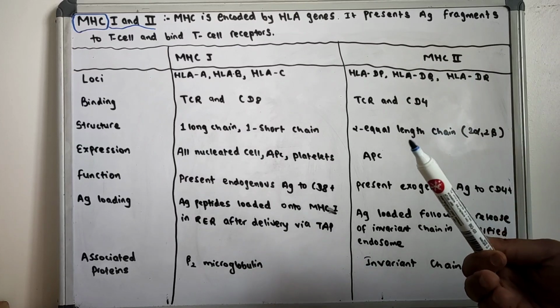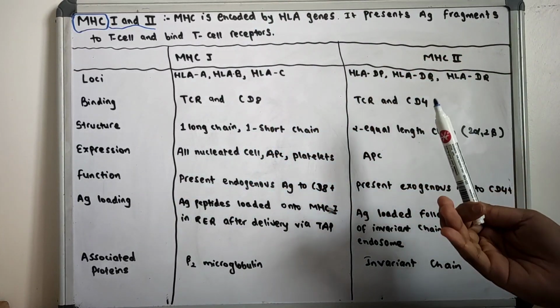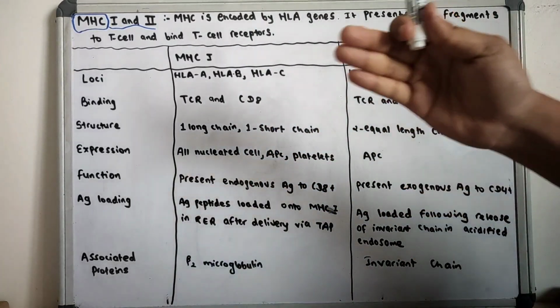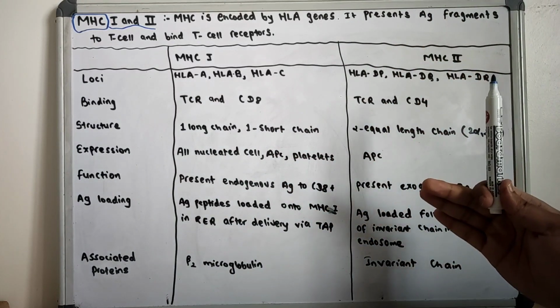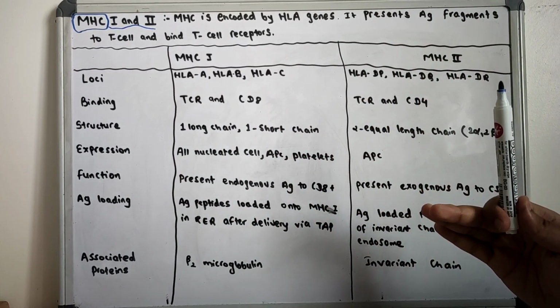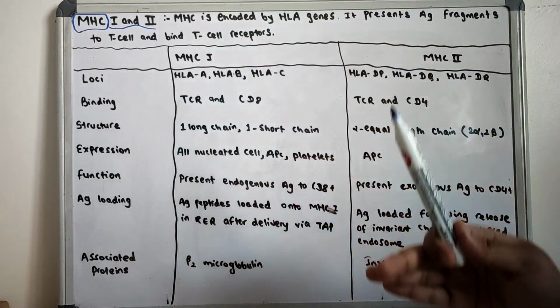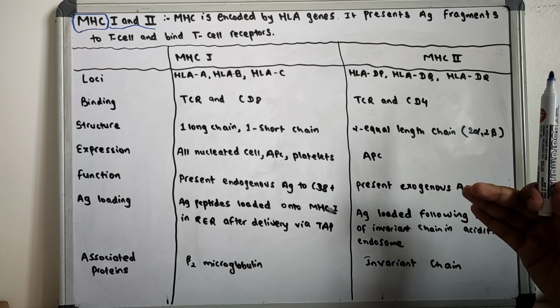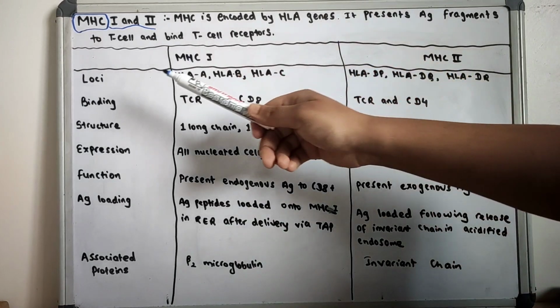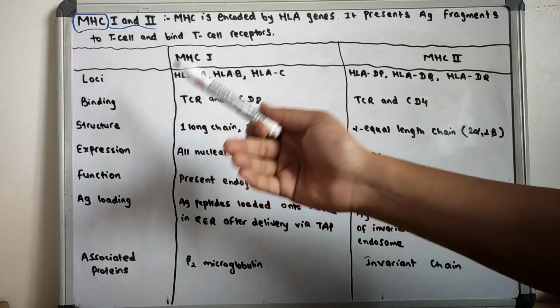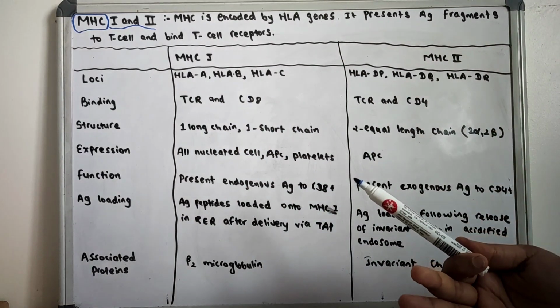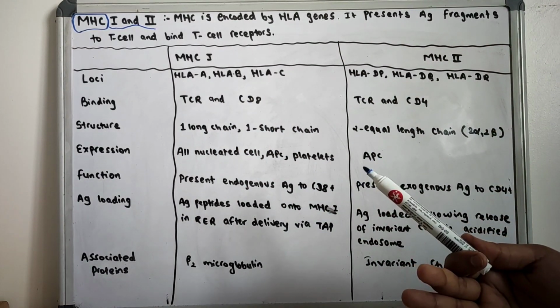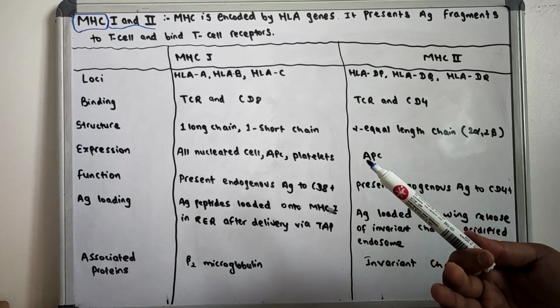So we are going to discuss MHC1 and MHC2 by differentiating between them, so that it would be easier for you to understand. Under various headings we are going to compare the MHC1 and MHC2, and those will be the loci, binding, structure, expression, the function, antigen loading, and associated protein with the MHC molecule.